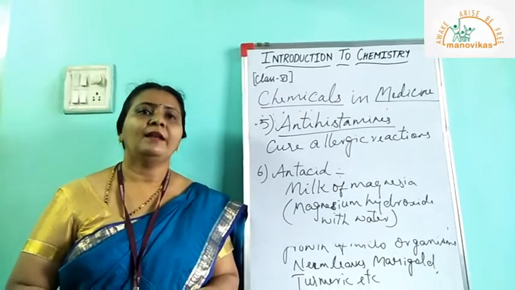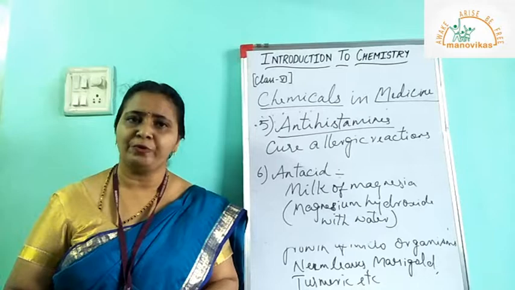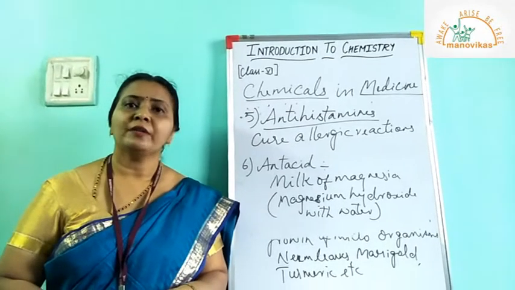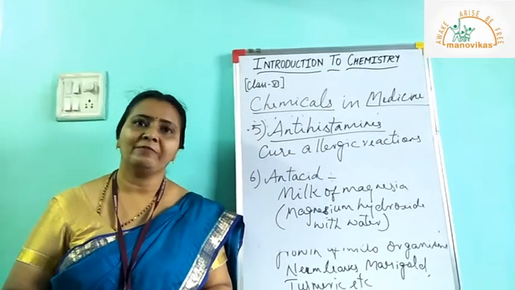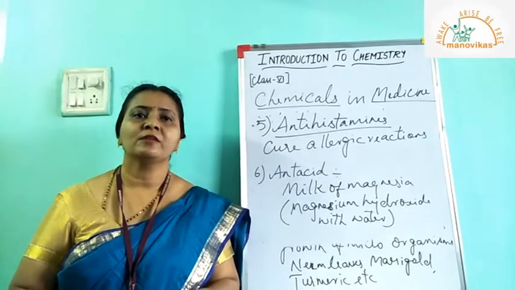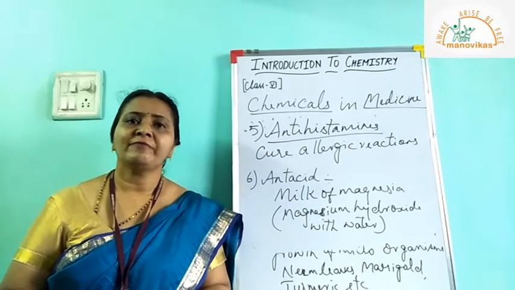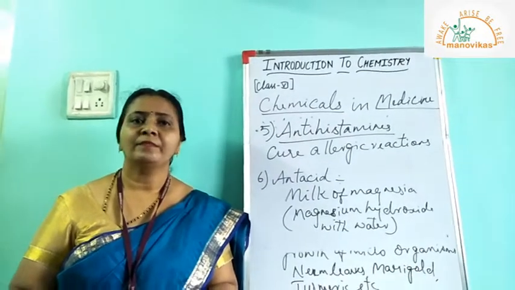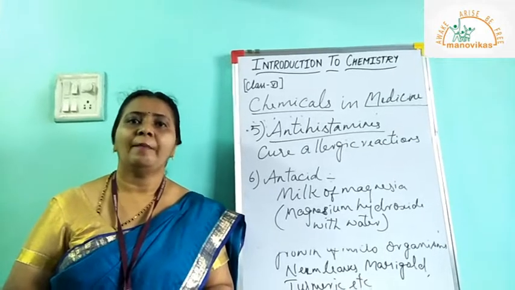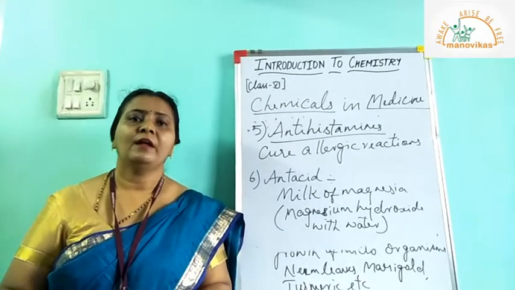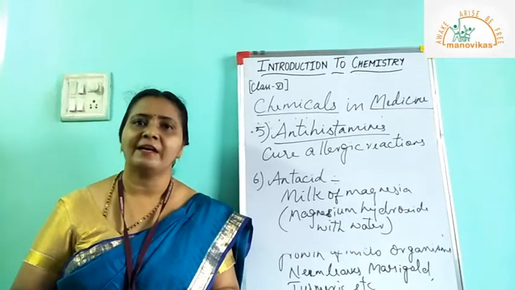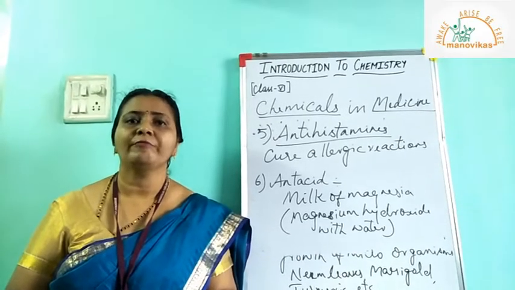So students, let us have a look at what we have learned today. Clothing and chemistry, two types of fibers, natural fibers and synthetic fibers. Why synthetic fiber became very popular. Then we learned about medicines: what is medicine, and how medicines are classified on the basis of purpose.